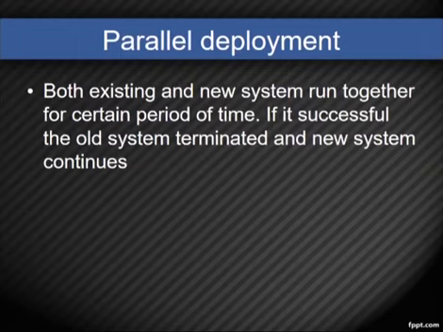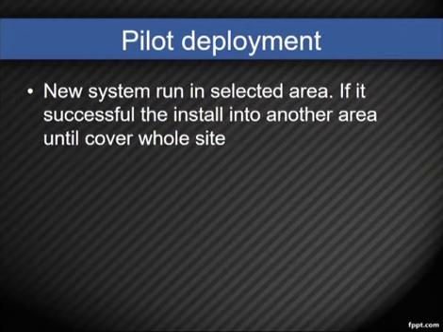Parallel deployment. Both the existing and the new system work together, and they can find whether there are any errors in the new system, whether the new system's outputs are correct compared with the old system's outputs. That is a parallel deployment. Both have to run together and we find the outputs.